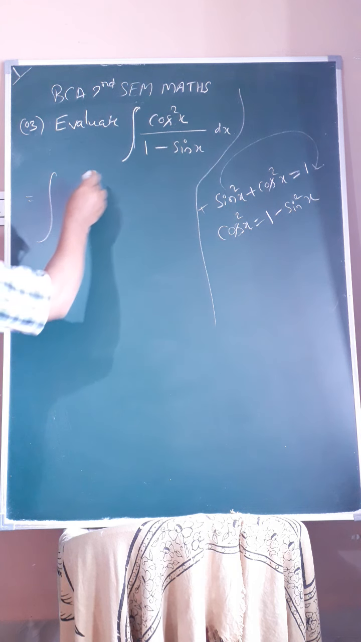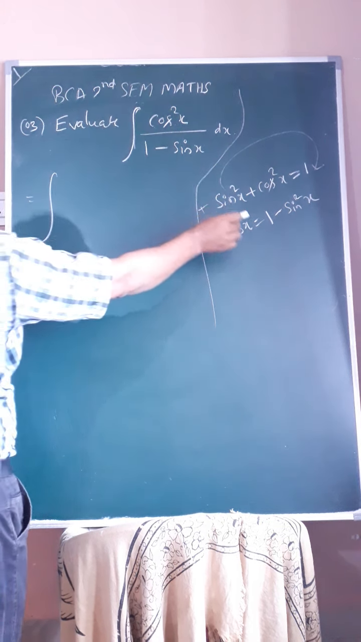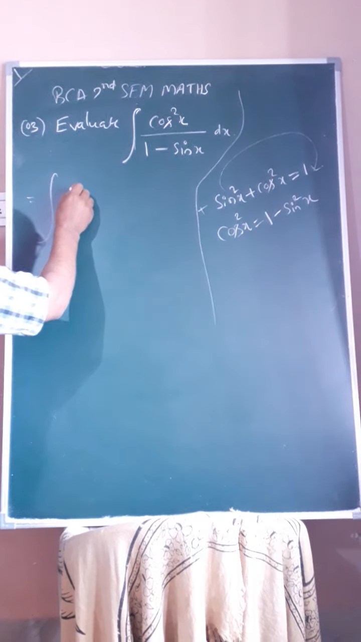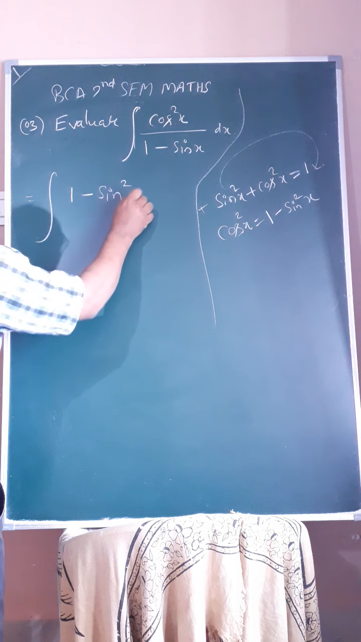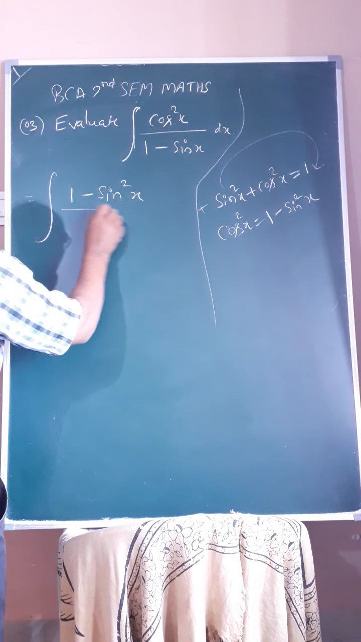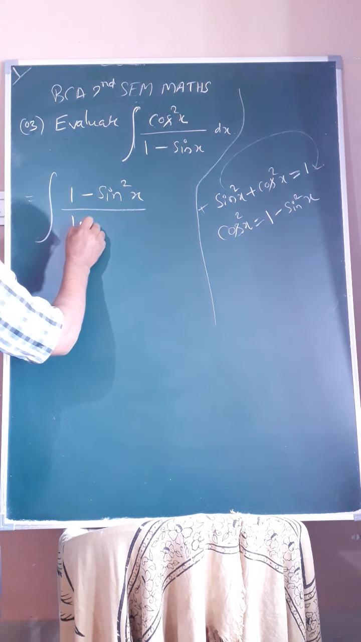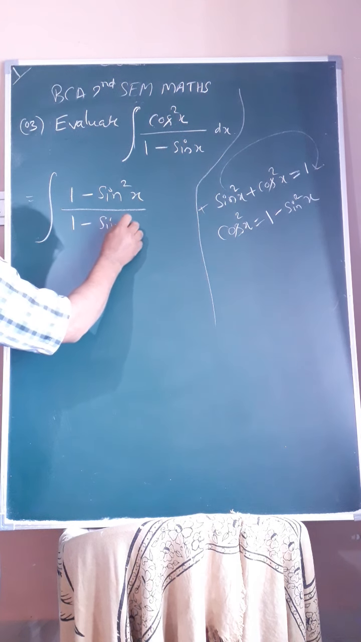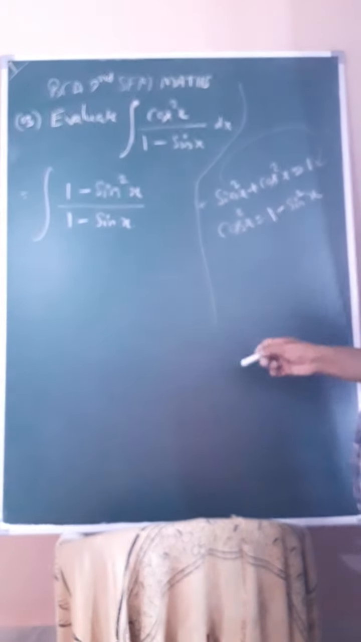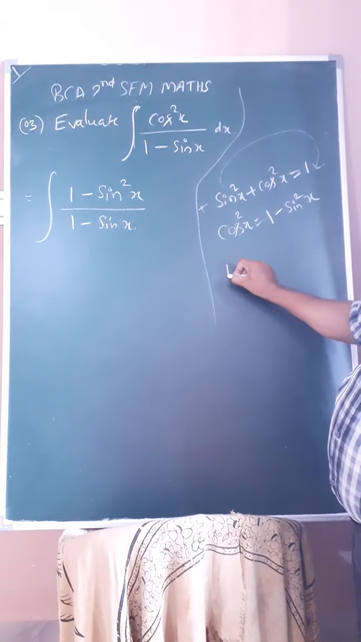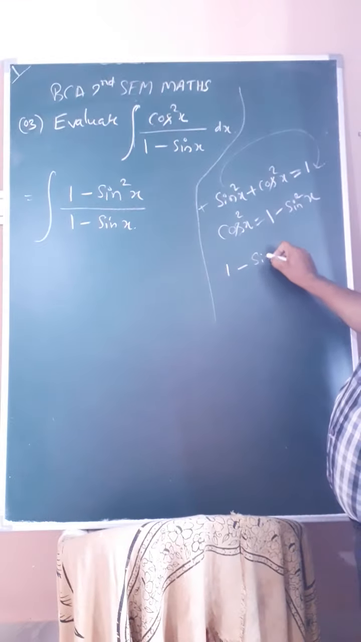Integration of cos square is 1 minus sin square x, divided by 1 minus sin x. Now again, 1 minus sin square x.